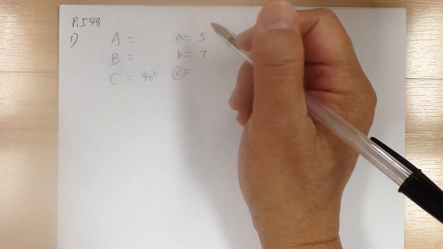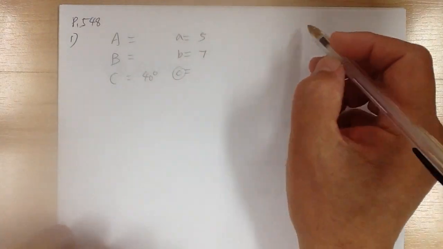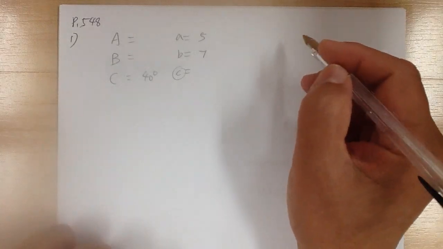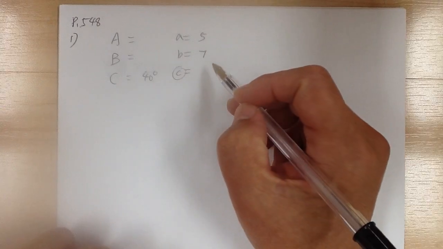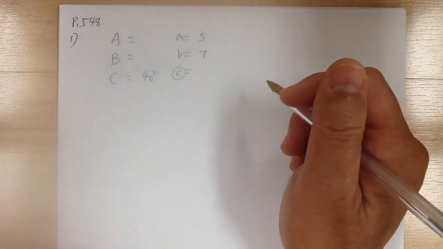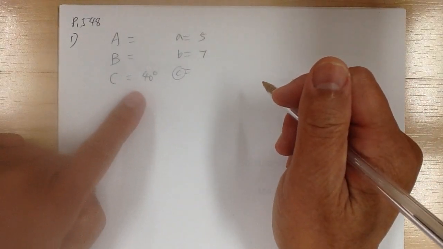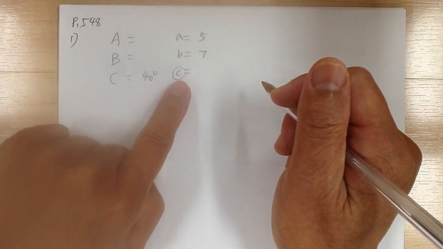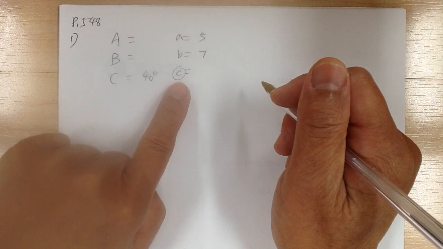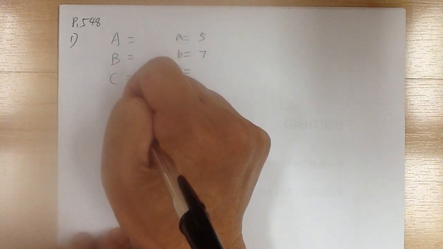When a triangle is a right triangle, use sine, cosine, tangent. When it's not a right triangle, use law of sine or law of cosine. This one is not a right triangle, so you have to use the law of sine or law of cosine. Whatever you're looking for is the formula you want to use. Since you're looking for C, you have to use the C formula.